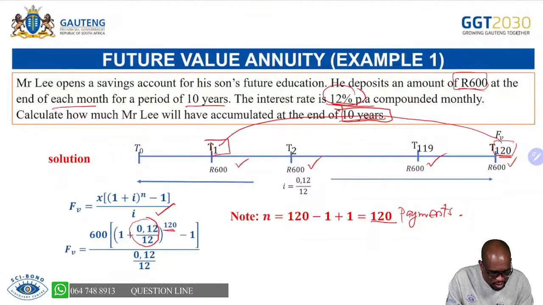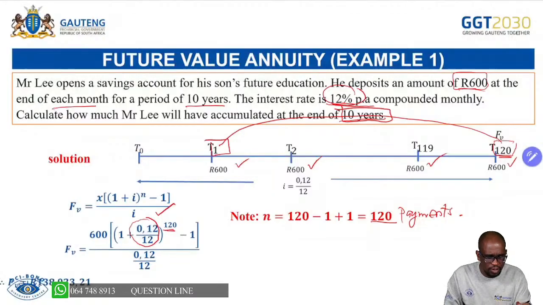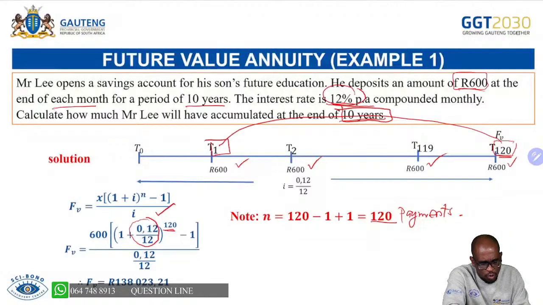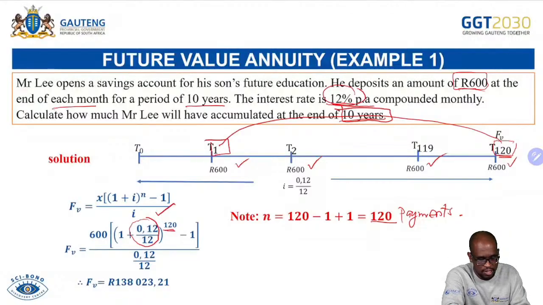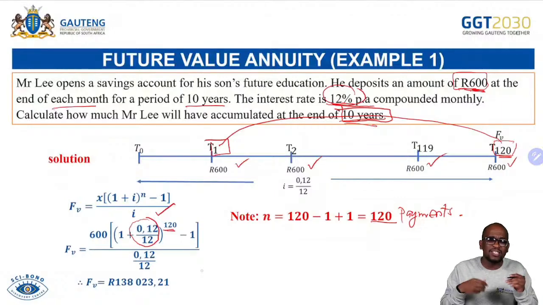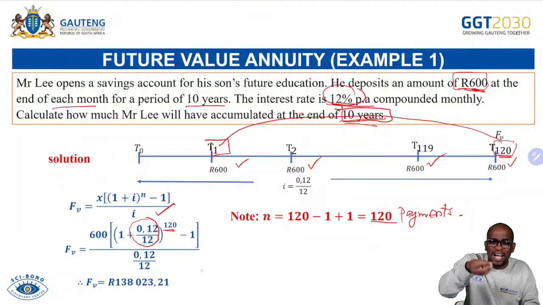All right. Moving on. If you put that in your calculator, you get 138,023 rands and 23 cents. Now, if you look at this, you see he's investing just 600, but because he's doing it consistently for 10 years, he's getting 138,000. So when his son starts tertiary education, he will have 138,000 to begin.